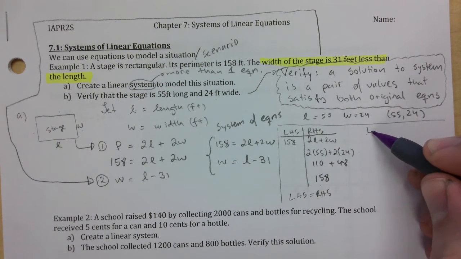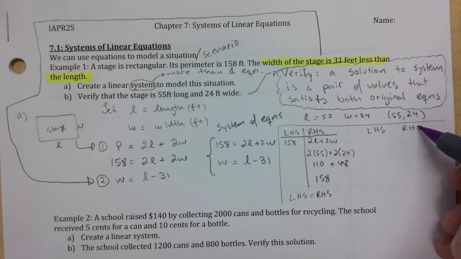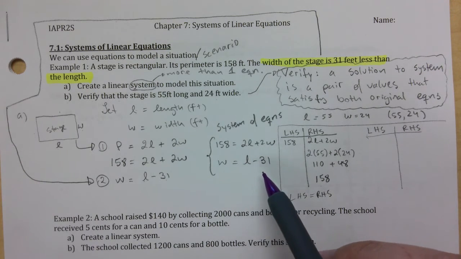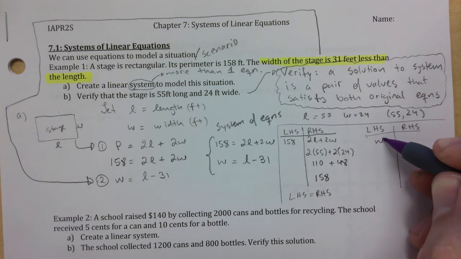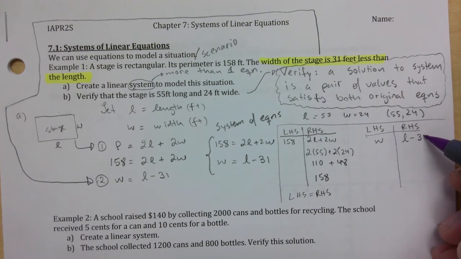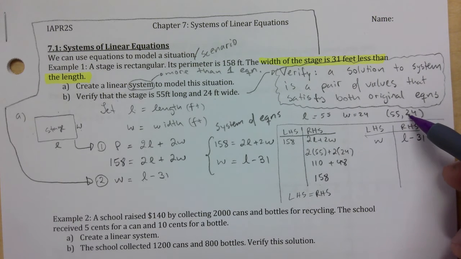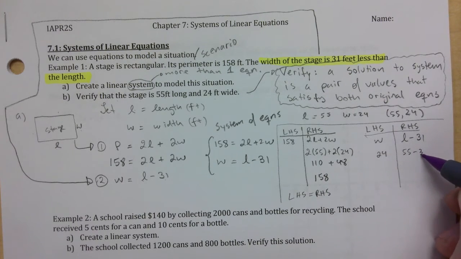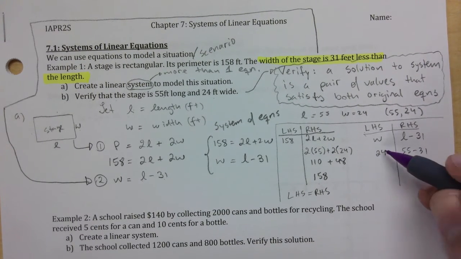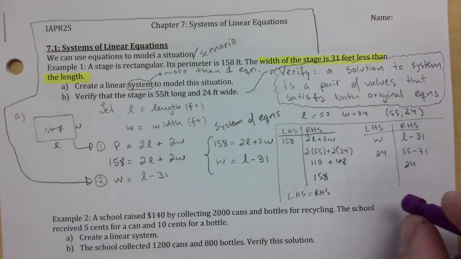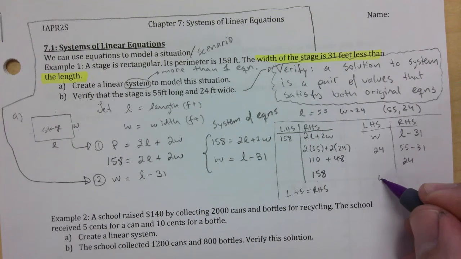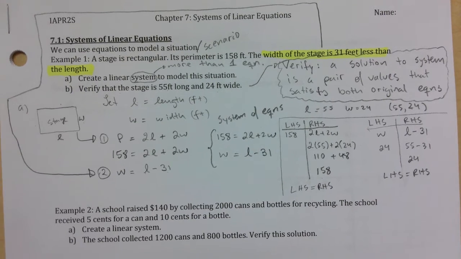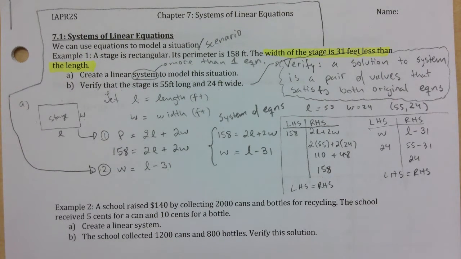And then we do the same thing, left-hand side, right-hand side, for the other equation. So you take this equation here, the left-hand side would be W, right-hand side would be L minus 31. And W is given to us as 24, length is 55, so you go 55 minus 31, and that equals 24. And then you realize that, and I'm going to erase some of this line because I don't need all of it, left-hand side is equal to right-hand side. That's what you want. If it's not, then it would cease to be the solution to the system.